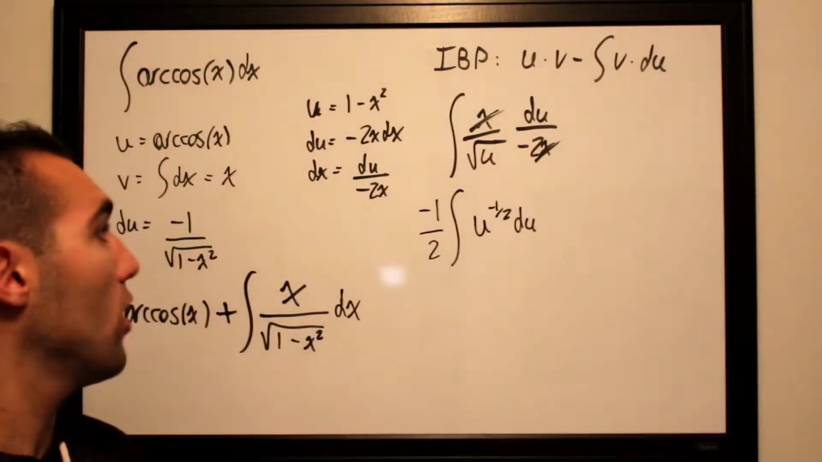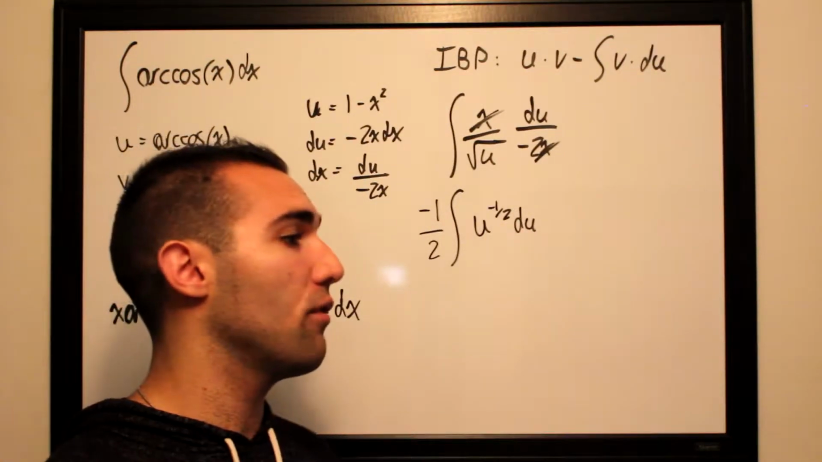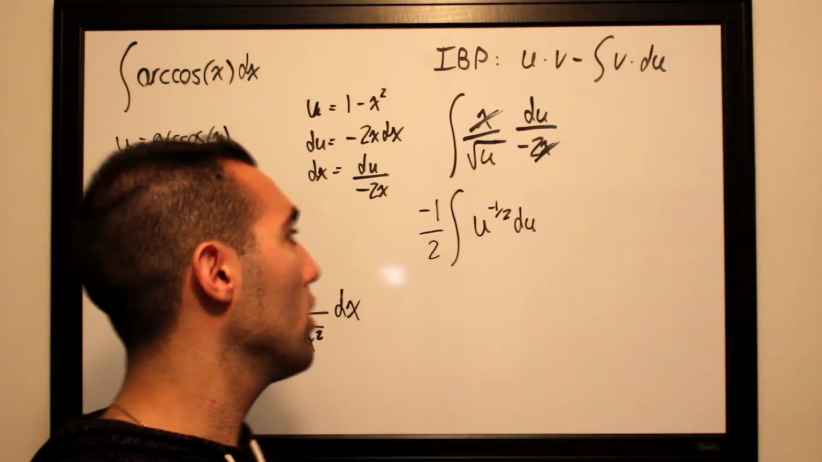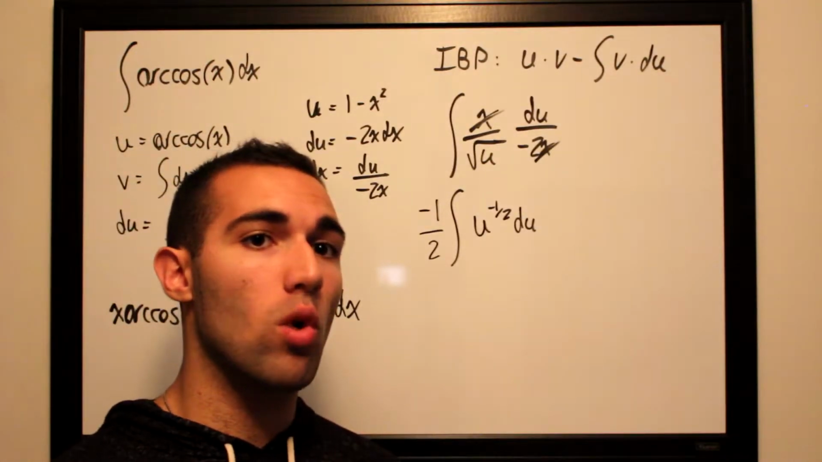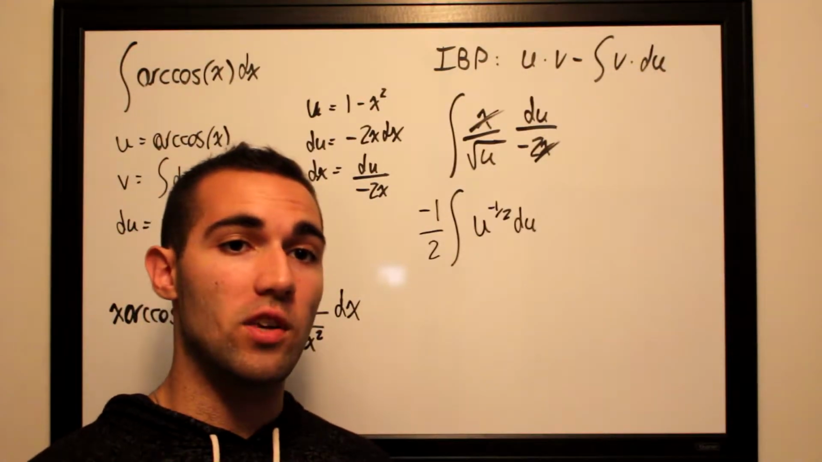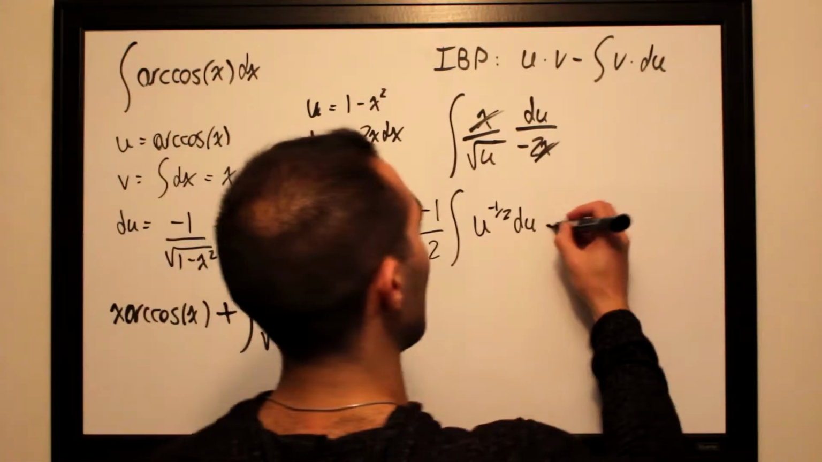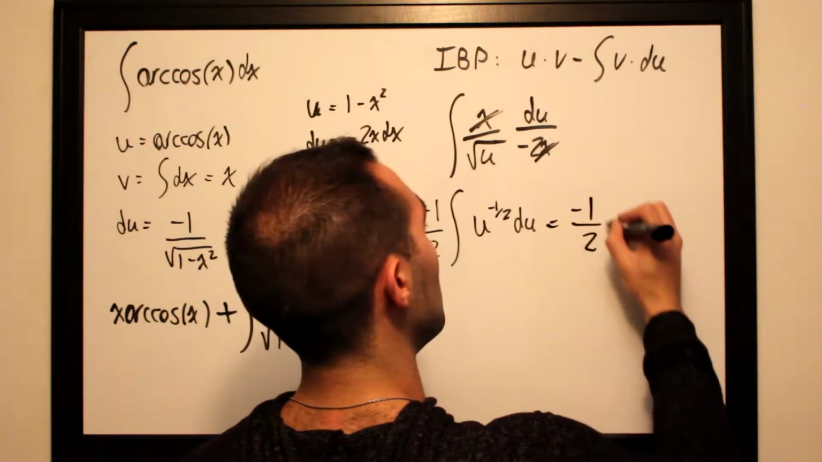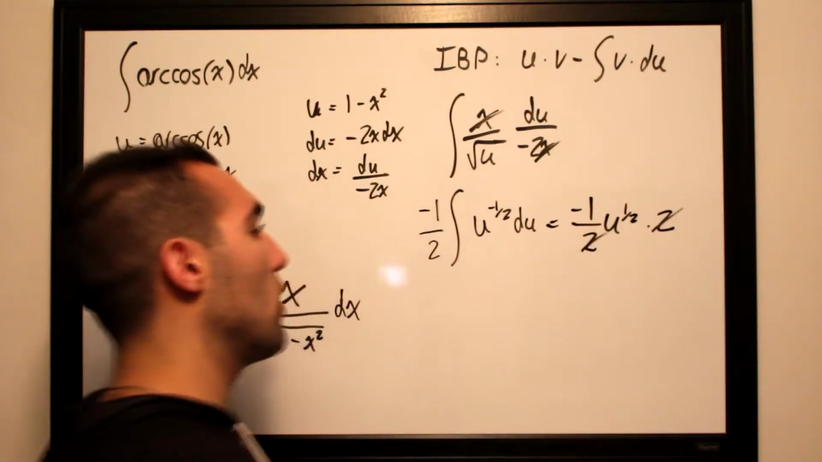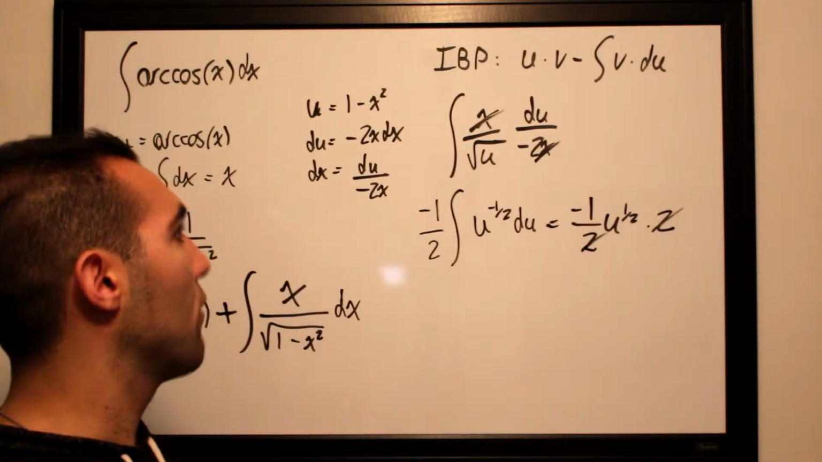Picking up where I left off, we have a negative 1/2 times the integral of u to the negative a half. All we need to do to evaluate this integral is raise the power by 1 and then divide by that same power. So u to the negative 1/2 plus 1 is u to the positive 1/2 divided by positive 1/2. Whenever you divide by 1/2, it's the exact same thing as multiplying by 2. So this becomes negative a half u to the positive half times 2. And here the 2's cancel out very nicely. So all we've got is negative 1 times u to the positive 1/2.